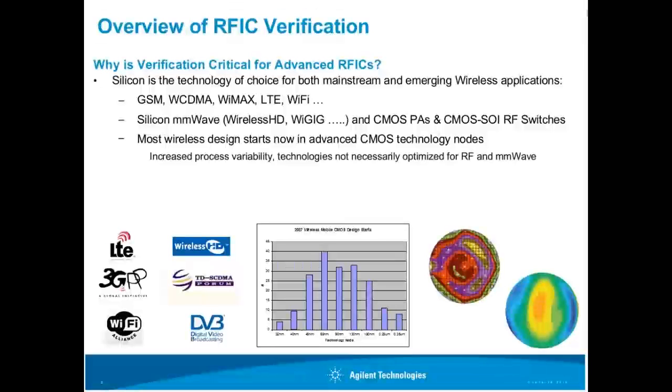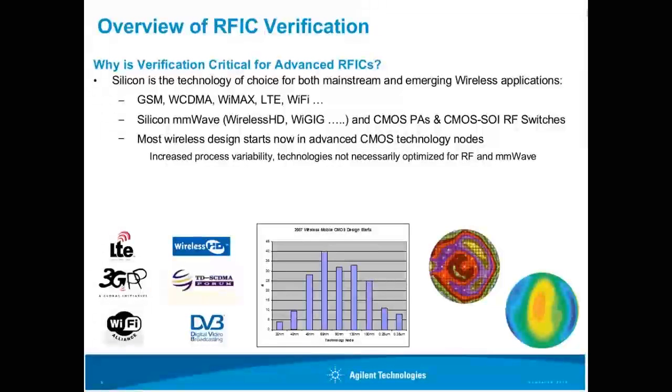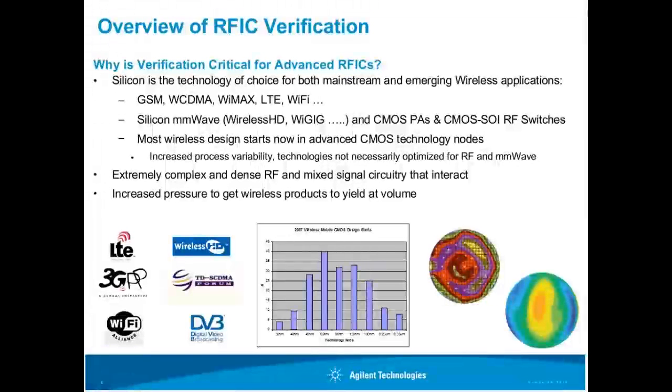So what's the problem with silicon? On the advanced technology nodes especially, there's a higher amount of process variability. You also have larger wafers. They've gone from 8-inch to 12-inch wafers. And these technologies are not necessarily optimized for RF and especially not optimized for millimeter wave. The RFICs that we're talking about are extremely complex and dense, and they have RF, mixed signal and digital circuitry that actually interact together. So that's a problem that needs to be addressed, and verification can help there.